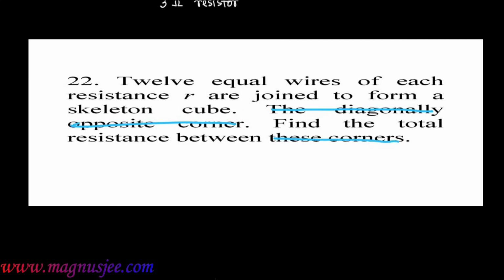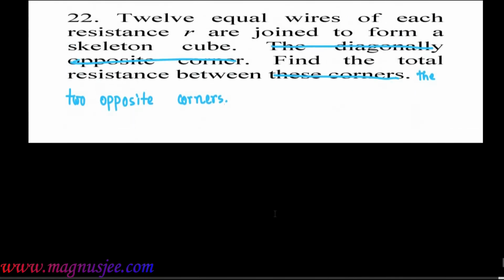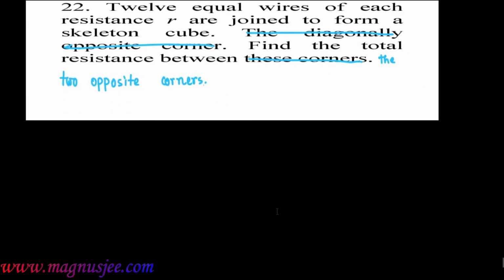12 equal wires, each of resistance small r, are joined to form a skeleton cube. Find the total resistance between the two opposite corners.